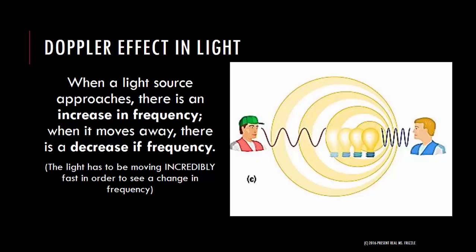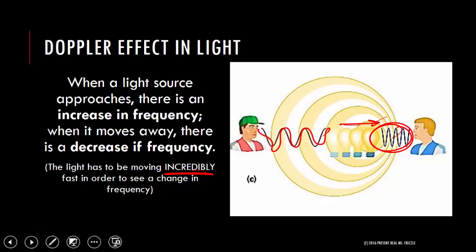If light is moving towards you, it's going to scrunch up all of the waves where it's moving towards you, and it's going to spread out all of the waves when it's moving away from you. Now, in order for this to happen, light has to move incredibly fast, and we have not seen this on Earth, but it happens in our galaxy.